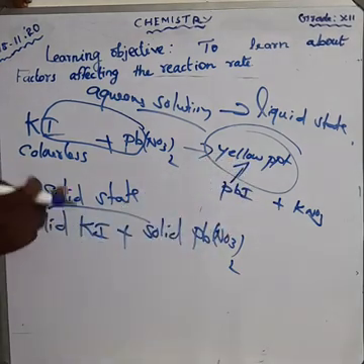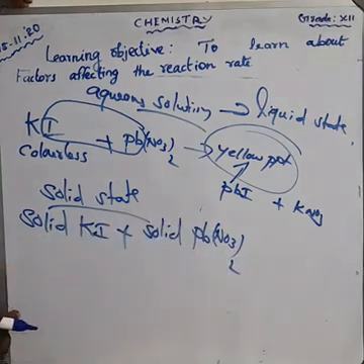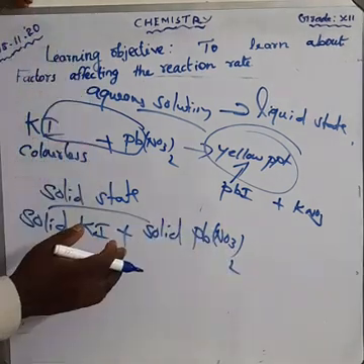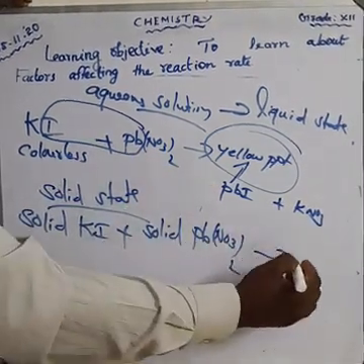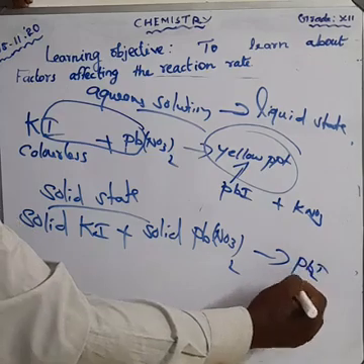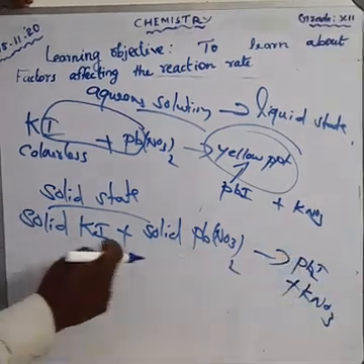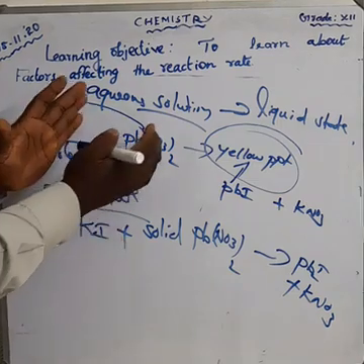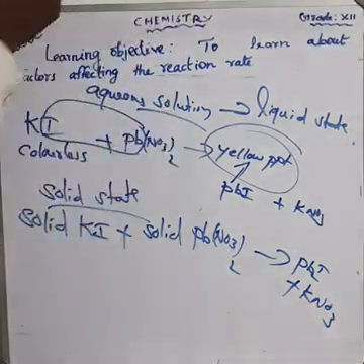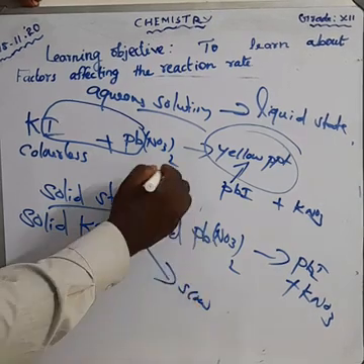Now we are taking solid potassium iodide and solid lead nitrate. Here also the same products are obtained: lead iodide plus potassium nitrate, KNO3. Potassium combines with nitrate to form potassium nitrate. This reaction is very slow, while the aqueous reaction is fast.